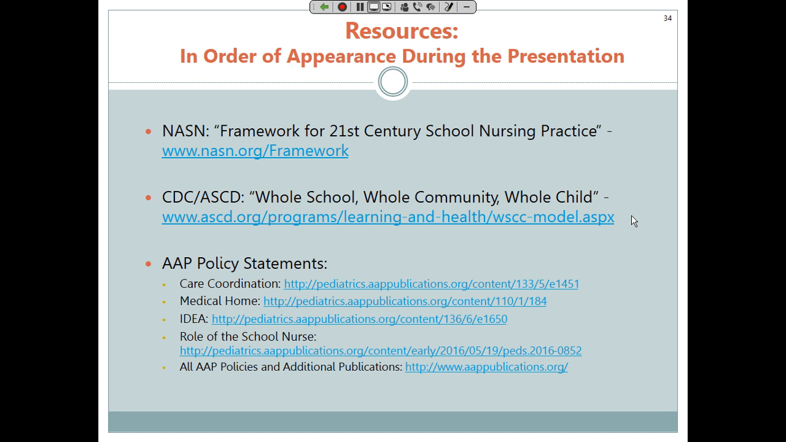So you see the NAFIN framework, you have the CDC, ASCD, whole school, whole community, whole child resources, the individual AAP policy statements on care coordination, medical home, IDEA, and the brand new one, role of the school nurse. And then you can find all of the Academy policies and additional publications at that website.